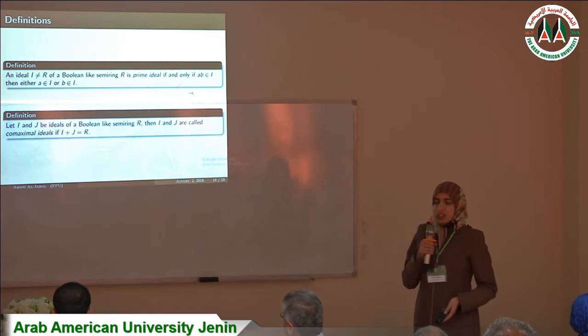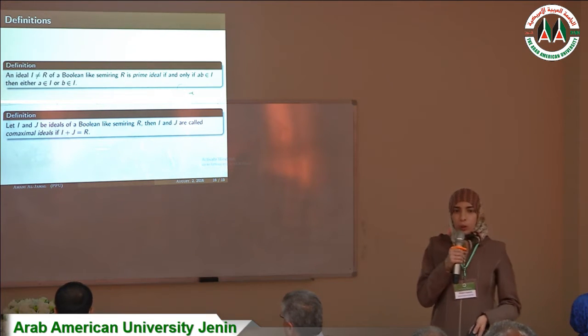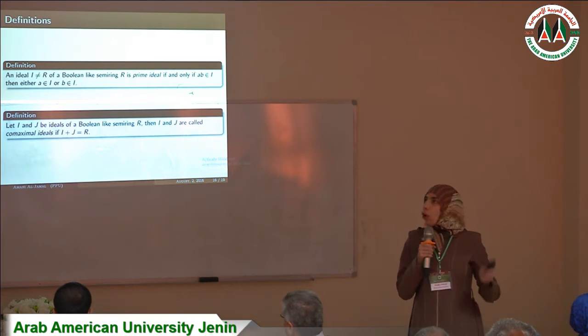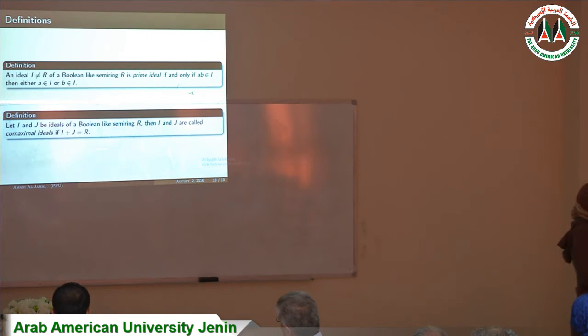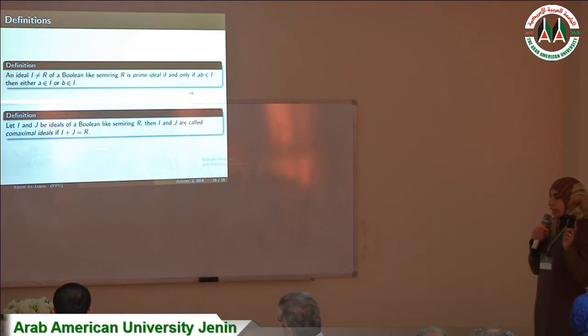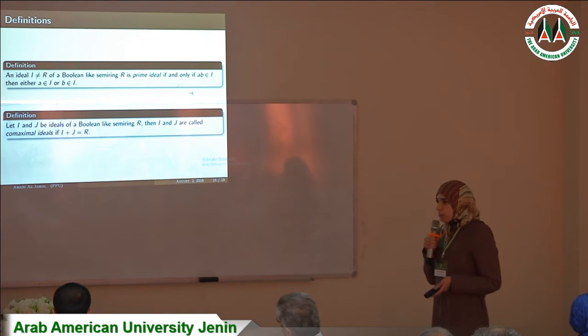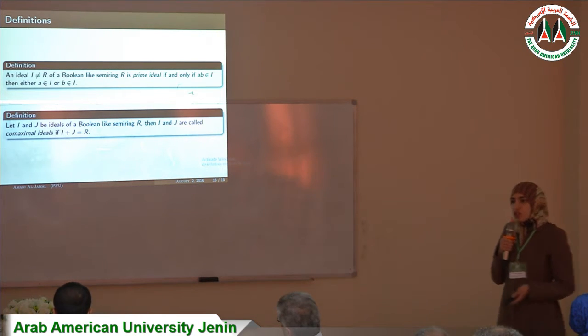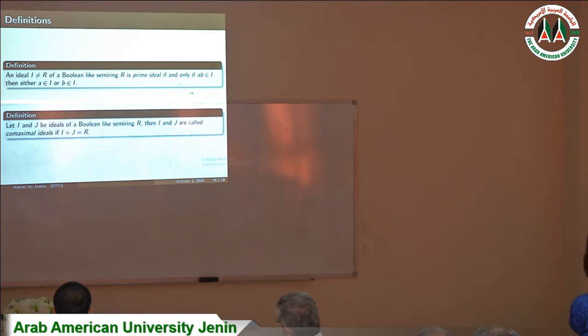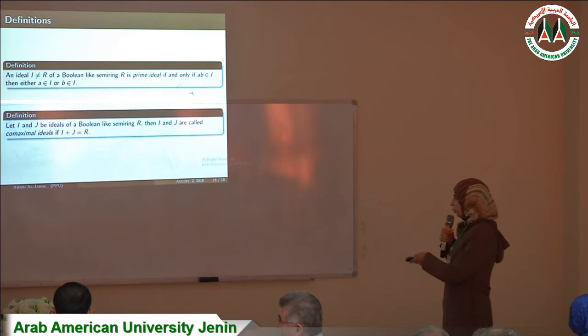Definition: any ideal I of a Boolean ring R, not equal to R, is called a prime ideal if and only if whenever a, b belong to R with ab in I, then either a is in I or b is in I. Another definition: let I and J be ideals of a Boolean ring R. Then I and J are called co-maximal ideals if I plus J equals R.